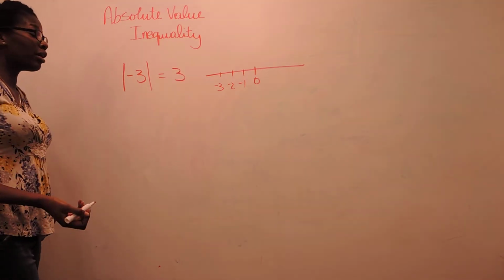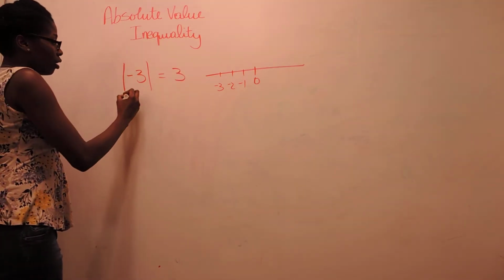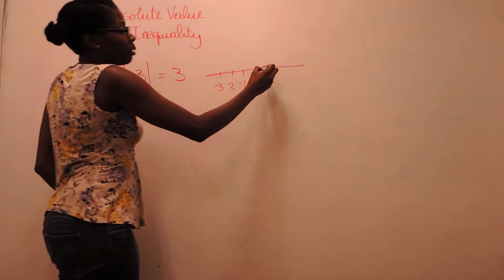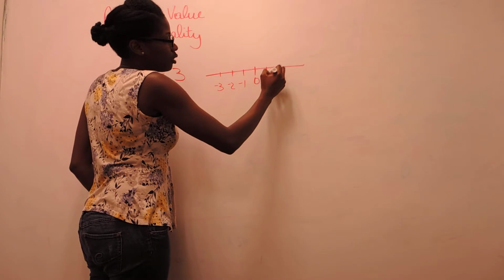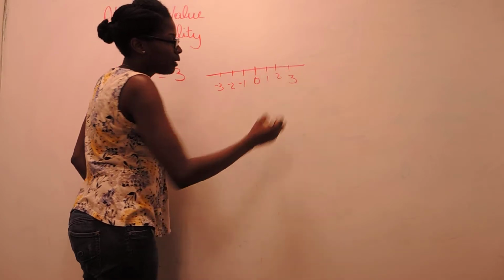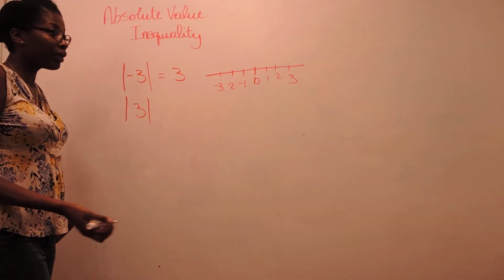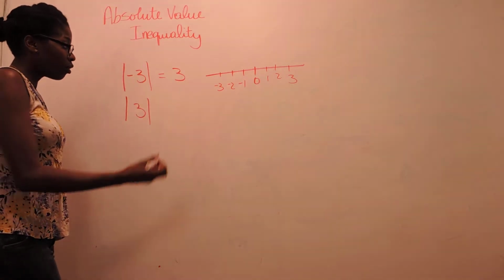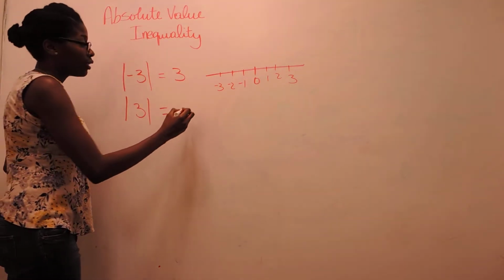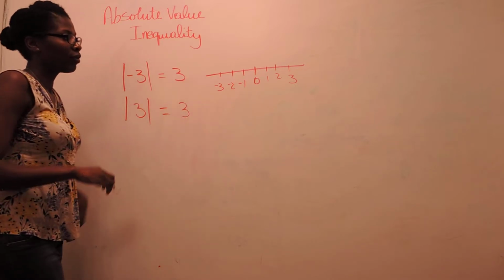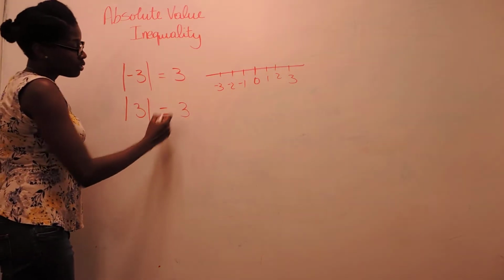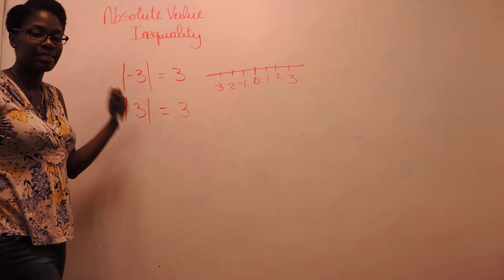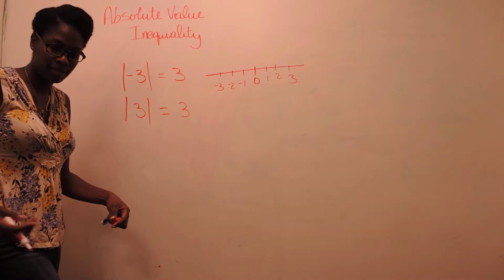You can be asked to find the absolute value of a positive number, like +3. What is the absolute value of +3? On a number line, we have 0, 1, 2, 3. 3 is again 1, 2, 3 units away from 0. Therefore, the absolute value of 3 is 3. And if you notice, the absolute value always comes out to be positive because it is a distance. We cannot have a negative distance.